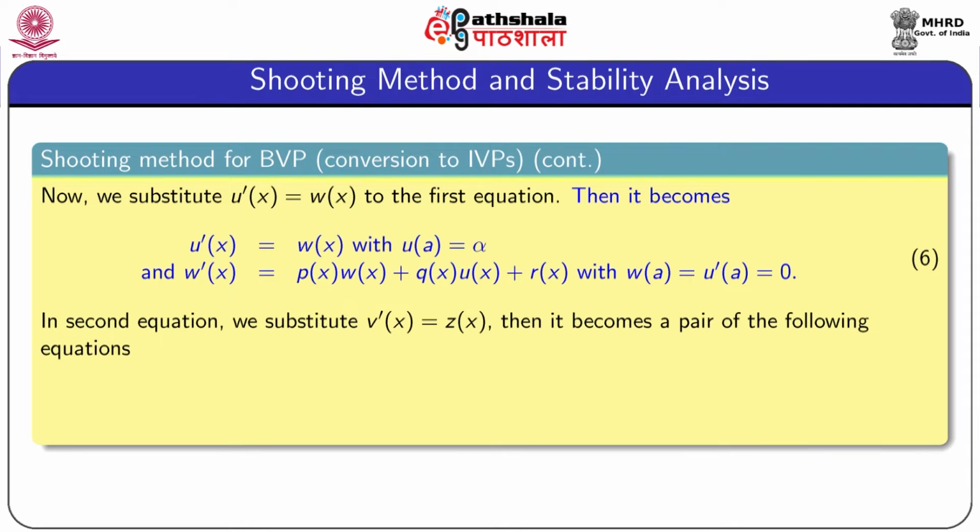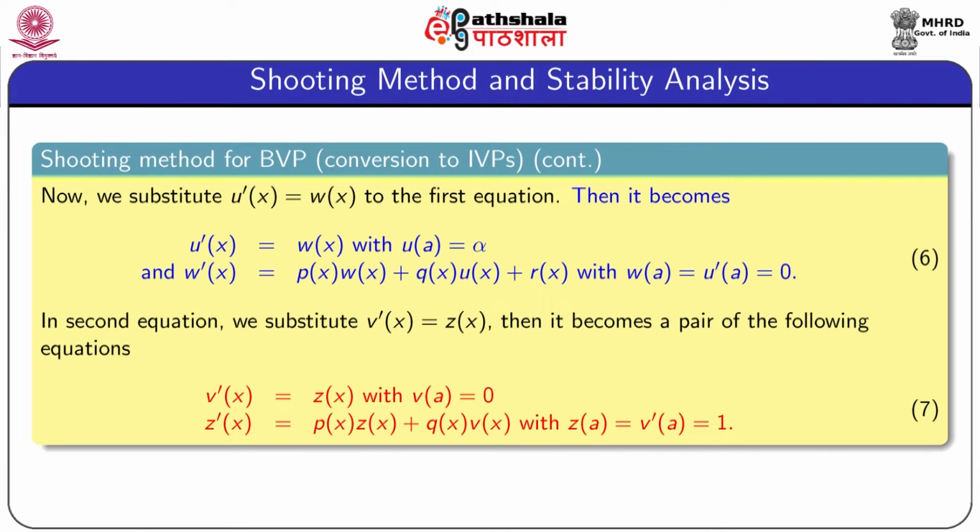The second equation is converted into a pair of first order linear differential equations by substituting v'(x) equal to z(x). Then v'(x) equal to z(x) with the initial condition v(a) equal to 0, and the second equation is z'(x) equal to p(x) z(x) plus q(x) v(x) with the condition z(a) equal to v'(a) equal to 1. So, equations 6 and 7 are two pairs of first order initial value problems, which come from the two second order initial value problems.